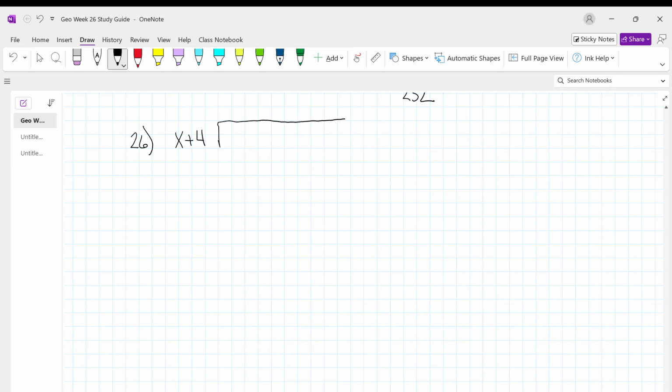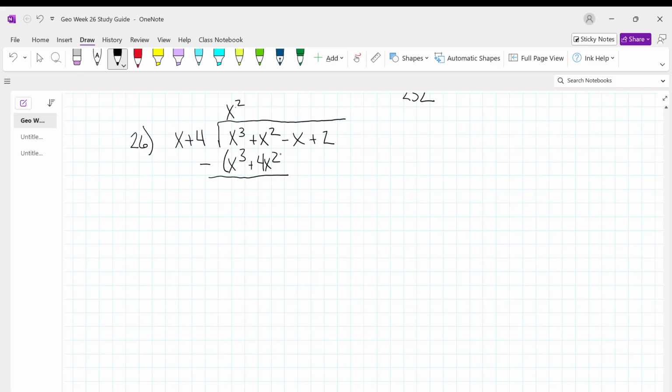into x to the third plus x squared minus x plus 2. So again, x into x to the third goes x squared times, and then we multiply. X squared times x is x to the third. X squared times 4 is 4x squared.